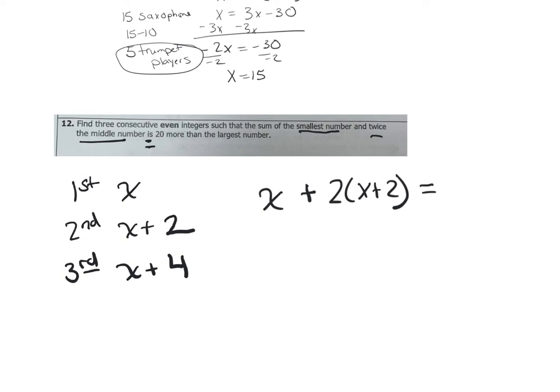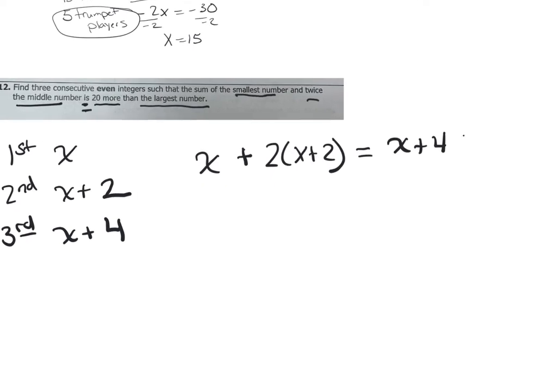Is, so I'm going to put equals, 20 more than the largest number. So what is the largest number? X plus 4. And if it's 20 more, you'd have to say plus 20. So we just read it word for word and wrote what it said, right? So combine your like terms. We'll start by distributing. X plus 2x plus 4 equals x plus 24.